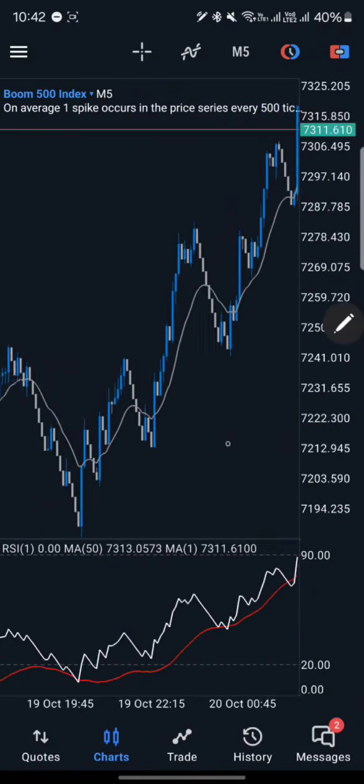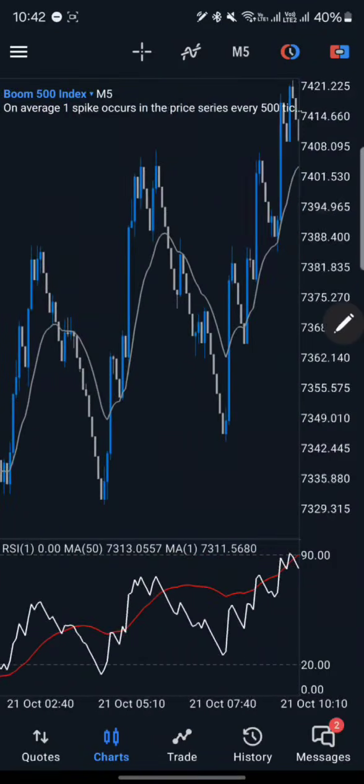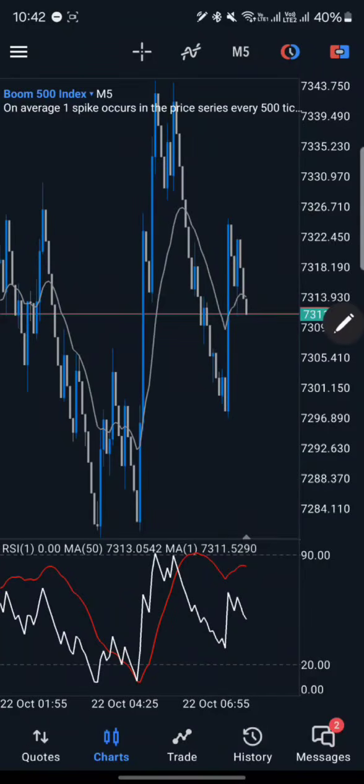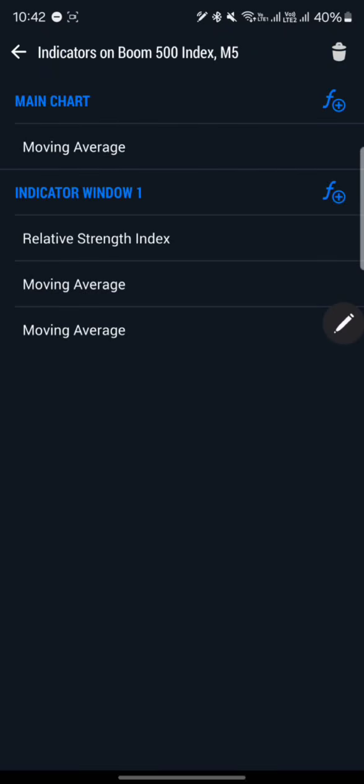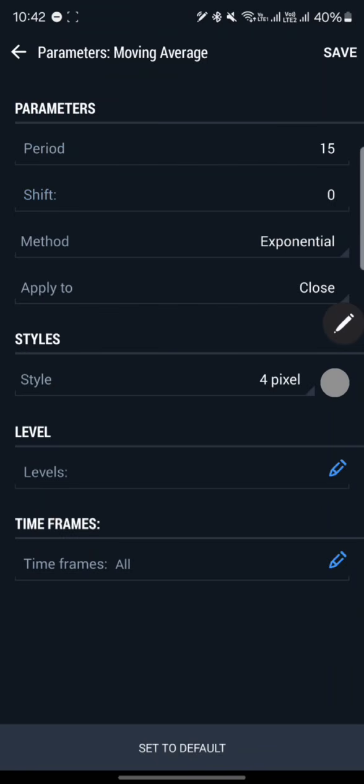I'm going to go ahead and show you guys the settings for this specific strategy right now. So I'm just going to run through it and you guys can go ahead and screenshot it and then add it to your chart. So the first one on our main chart is a 15 moving average. The method is exponential, close, and 4 pixel. You can change the pixel. The pixel is the width of the moving average to whichever size you like, and you can make the color whichever color you like.